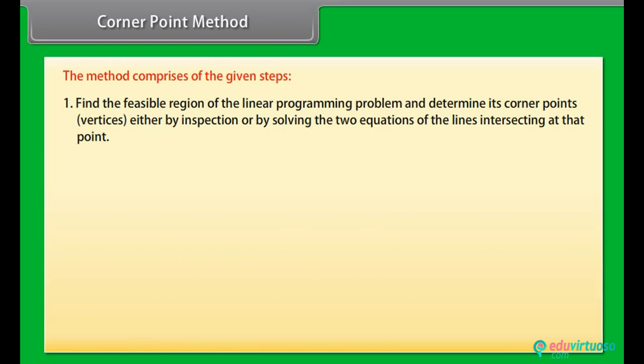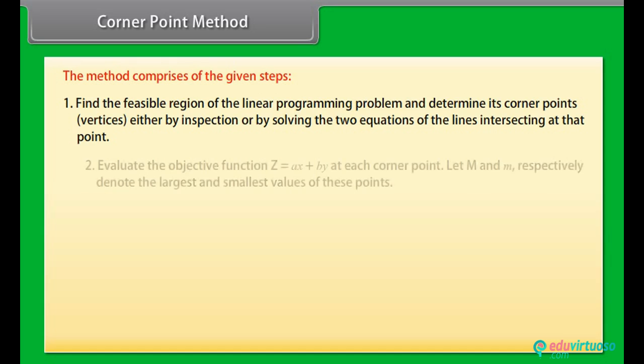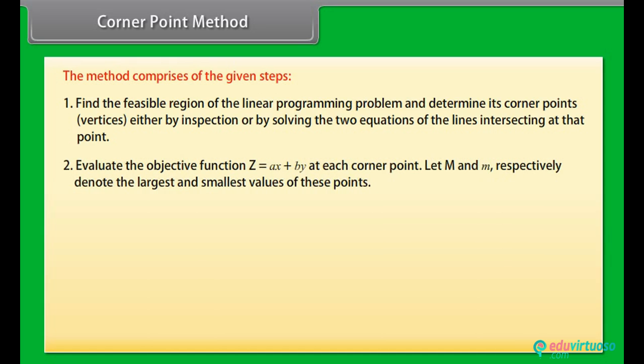Find the feasible region of the linear programming problem and determine its corner points (vertices) either by inspection or by solving the two equations of the lines intersecting at that point. 2. Evaluate the objective function z = ax + by at each corner point. Let M and m respectively denote the largest and smallest values of these points.